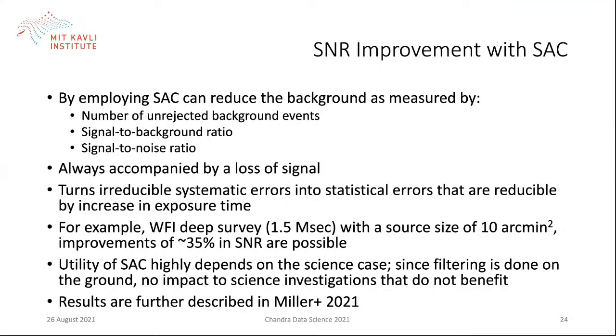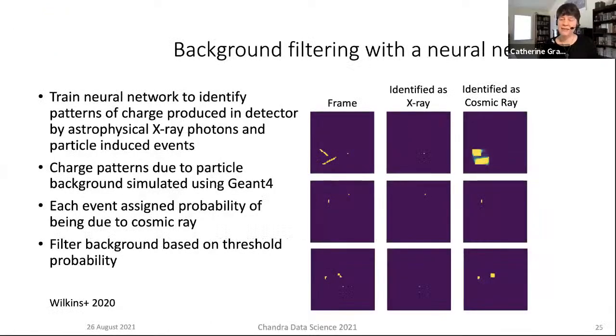Okay, and the last topic I want to bring up is work that's being done by Dan Wilkins at Stanford. He's trying a slightly different approach, and he's using a neural network to train the neural network to identify the difference between an astrophysical X-ray and events that have been induced by particles. So he's using GEANT4 simulated data for his charge patterns due to particle background. And then each event is assigned a probability of being due to a cosmic ray or due to an astrophysical X-ray. And that's what's shown on the right.